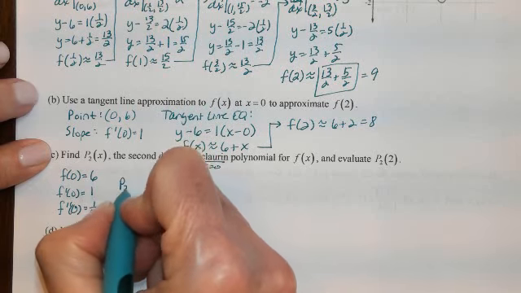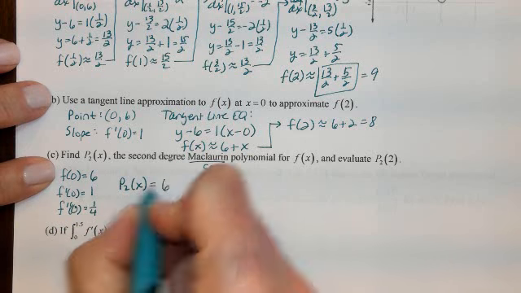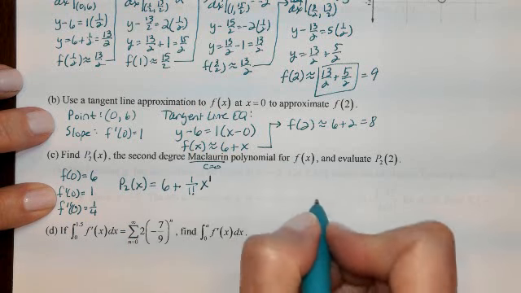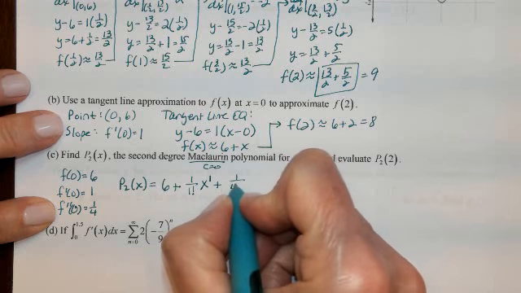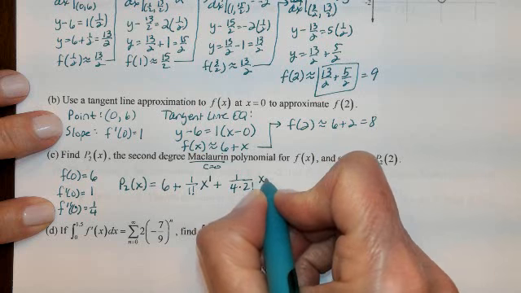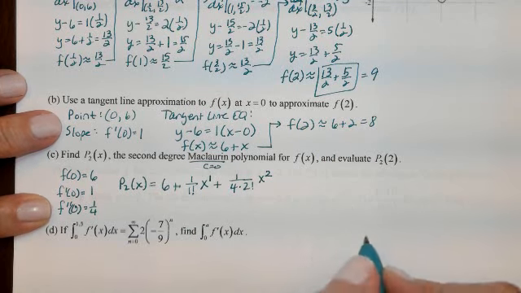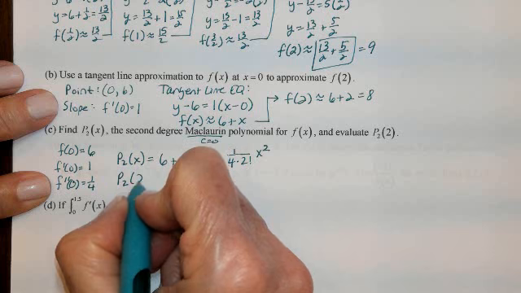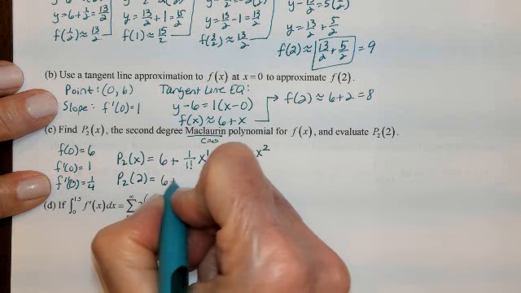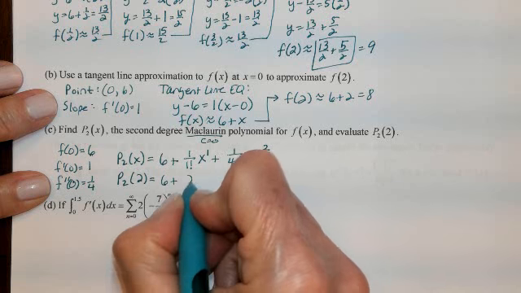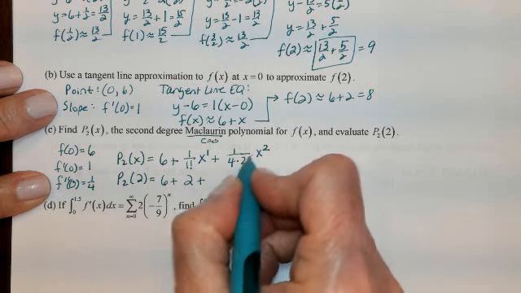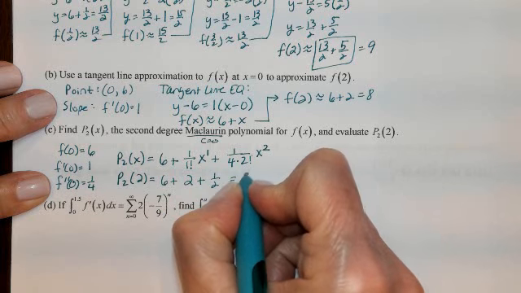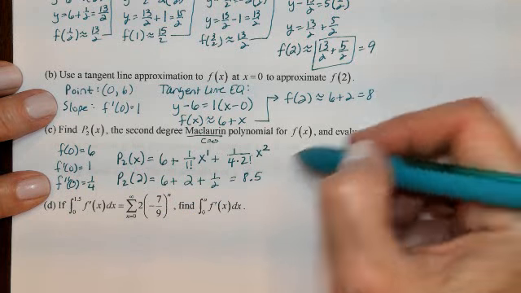So the second degree Maclaurin polynomial will be 6 plus 1 over 1 factorial times x minus 0 to the first power, plus 1/4 divided by 2 factorial times x minus 0 squared. That's the second degree Taylor. And if we want to approximate f of 2 by using this polynomial, we need to put 2 in for x. And if we do that, this is just going to be a 2. And this will be 2 squared over 4, right? So that cancels, and I just am left with the 1/2. So this turned out to be 8.5. Look how close these 3 approximations were to each other.